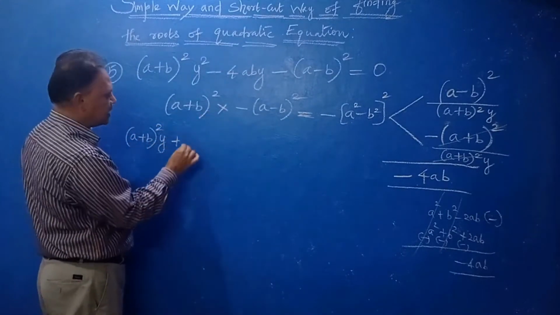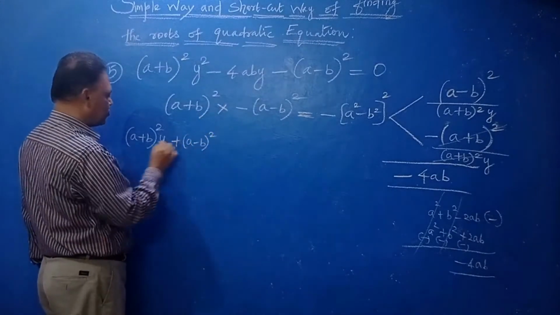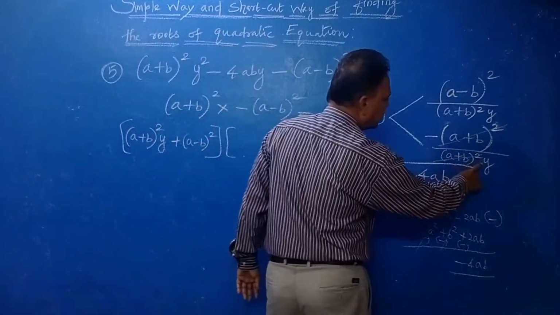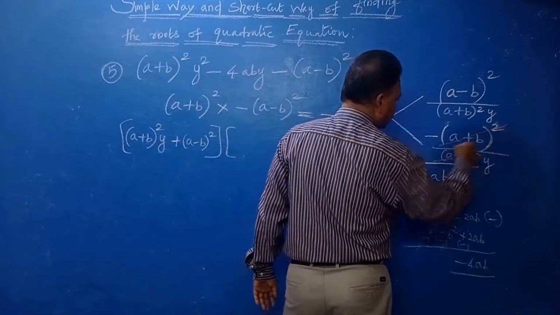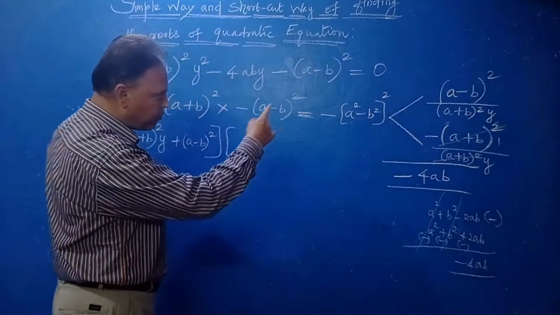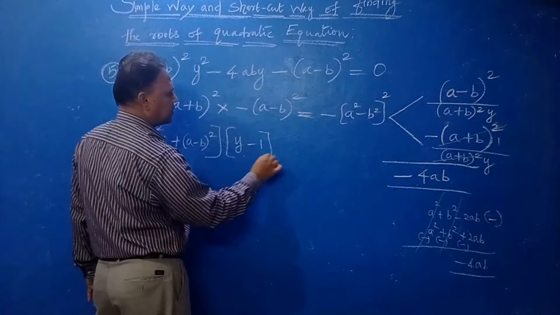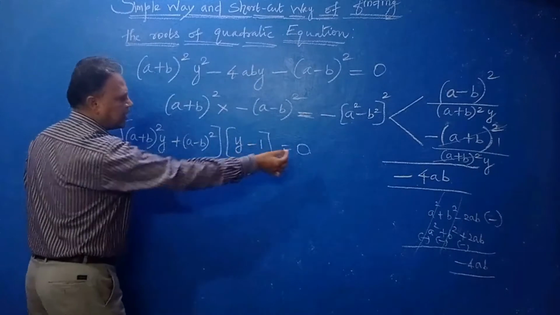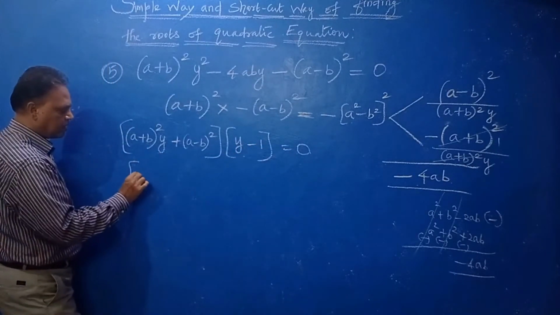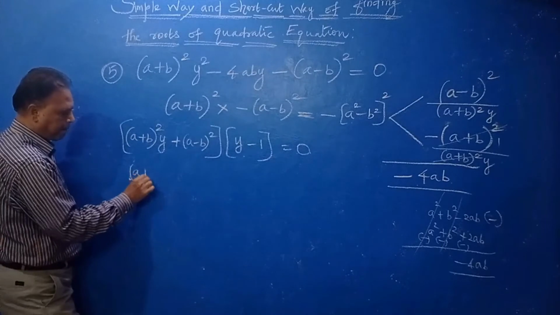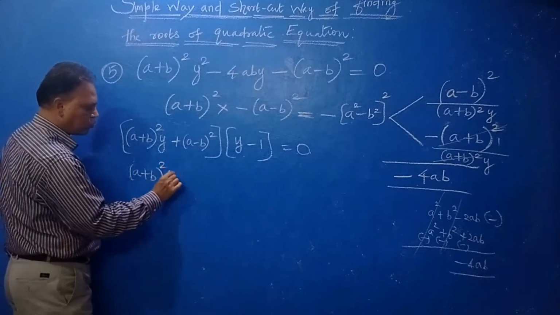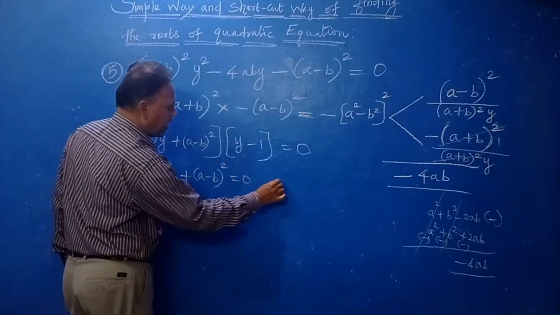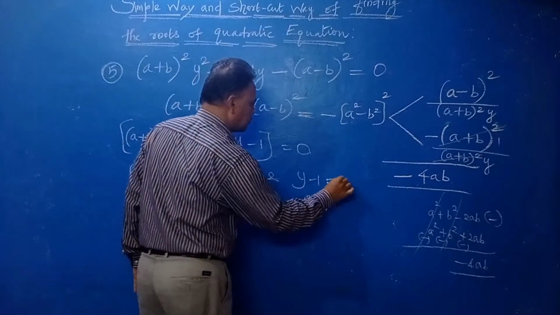plus, the sign is very important, plus (a−b)² is one factor. This is one factor into another factor, which is y minus 1: the denominator y and the minus 1 cancel, so in the numerator you have 1. So y − 1 is equal to 0. Therefore this factor equals 0 and the other factor equals 0. That means (a+b)²y + (a−b)² = 0 and y − 1 = 0.